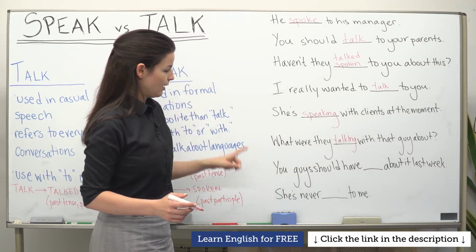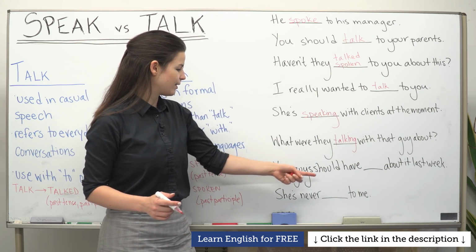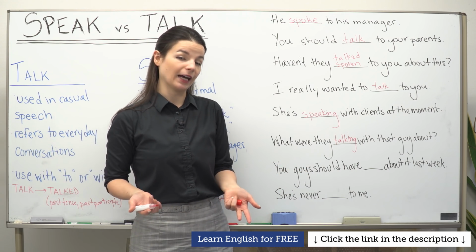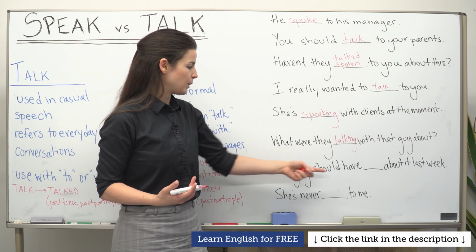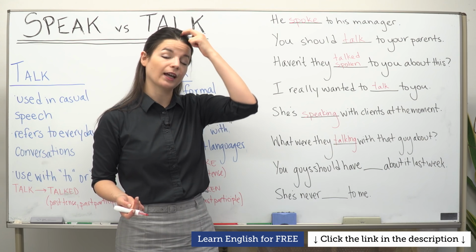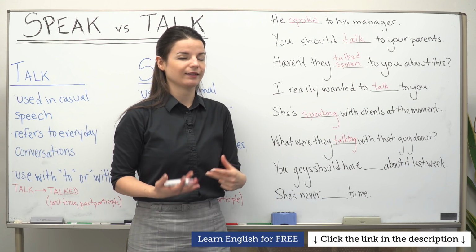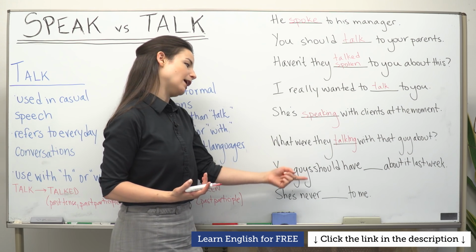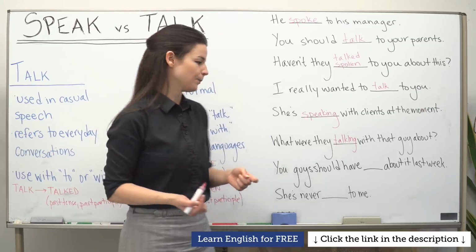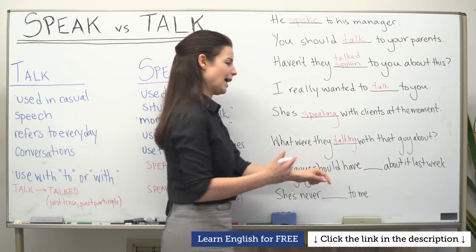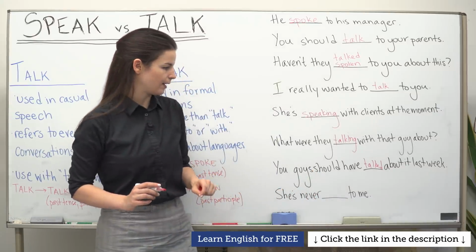Great. All right. Next one, you guys should have blah, blah, blah about it last week. Again, we see this you guys, implying something more casual. You guys should have. So again, this is probably a sentence where we need to use the verb talk because it's a more casual situation. We could use the verb speak if you like, but again, it's going to sound a little more formal. Here we have you guys, which sounds casual. So mixing casual and formal might sound a little strange. So here, to match our grammar, you guys should have talked about it last week is the nice sentence here.